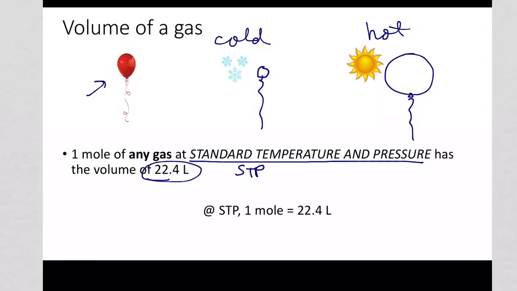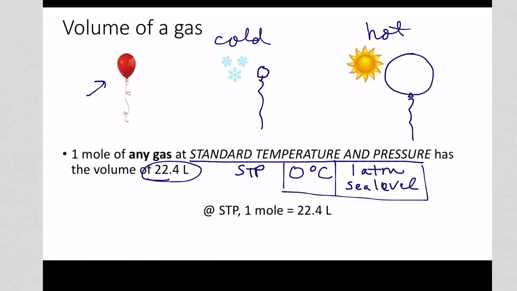Now what is standard temperature and pressure? Standard temperature is 0 degrees Celsius. That doesn't look very good. Let me erase that. We'll undo that. 0 degrees Celsius. Okay, so right about freezing. And pressure is 1 atmosphere, which is the air pressure on you if you're at sea level. So if you have those two defined things, the standard temperature and the standard pressure, then 1 mole is equal to 22.4 liters of a gas.